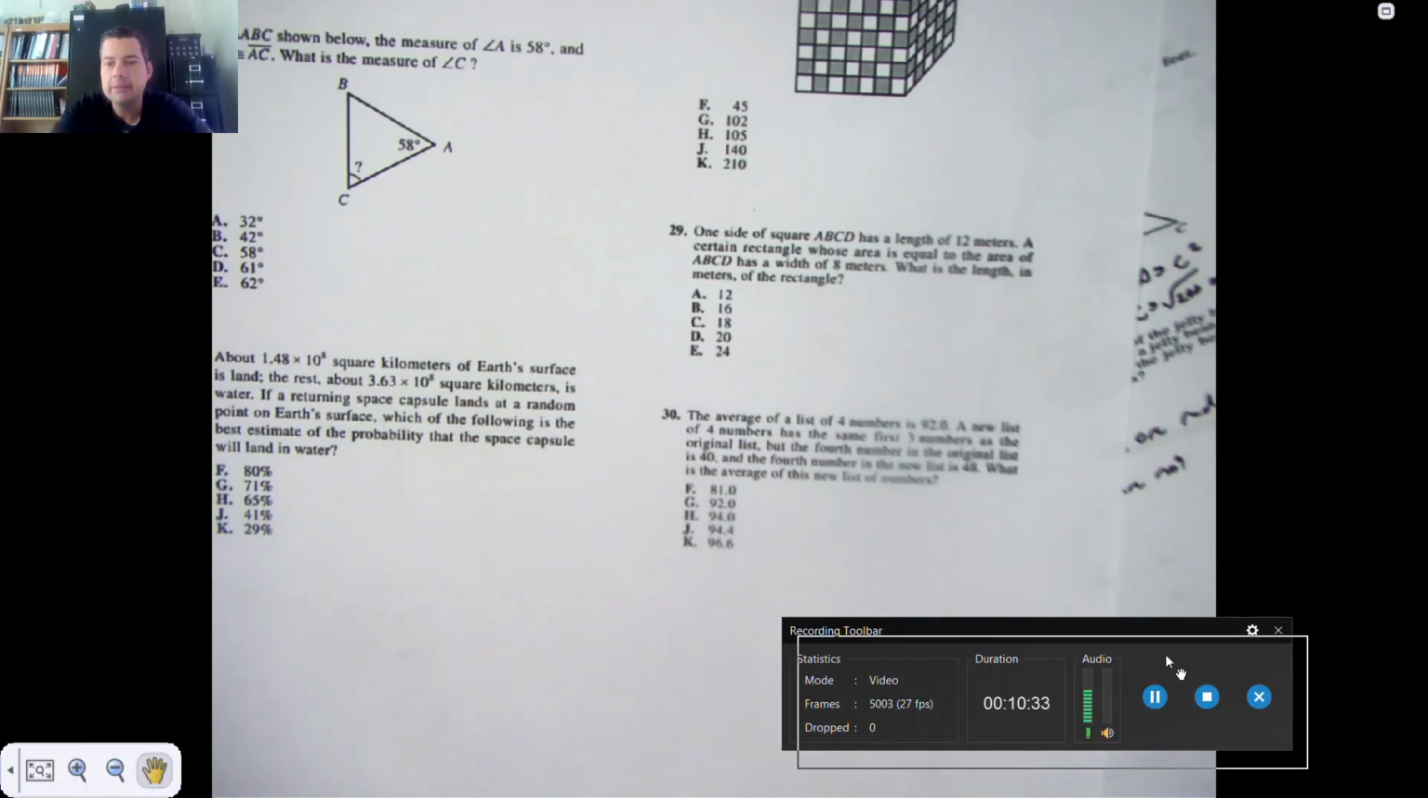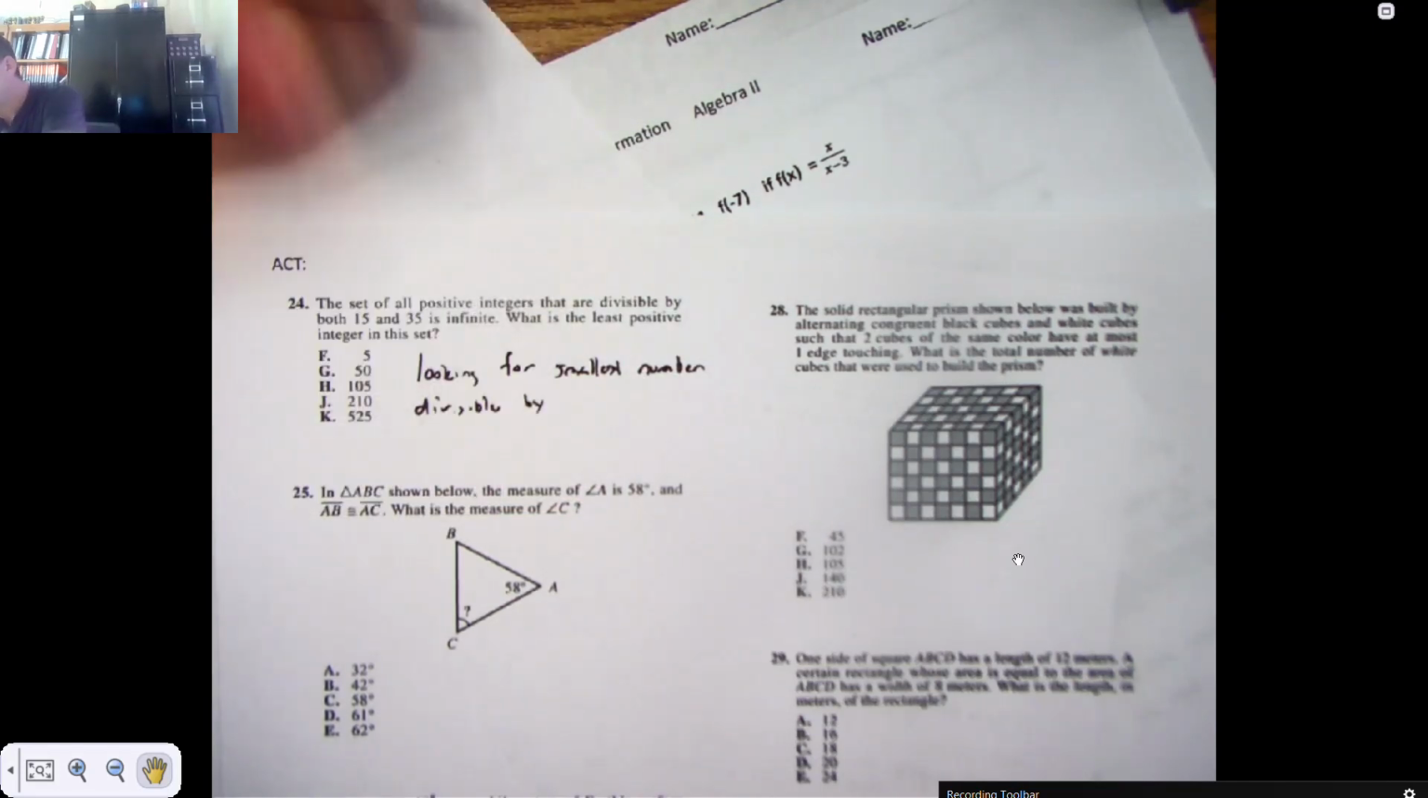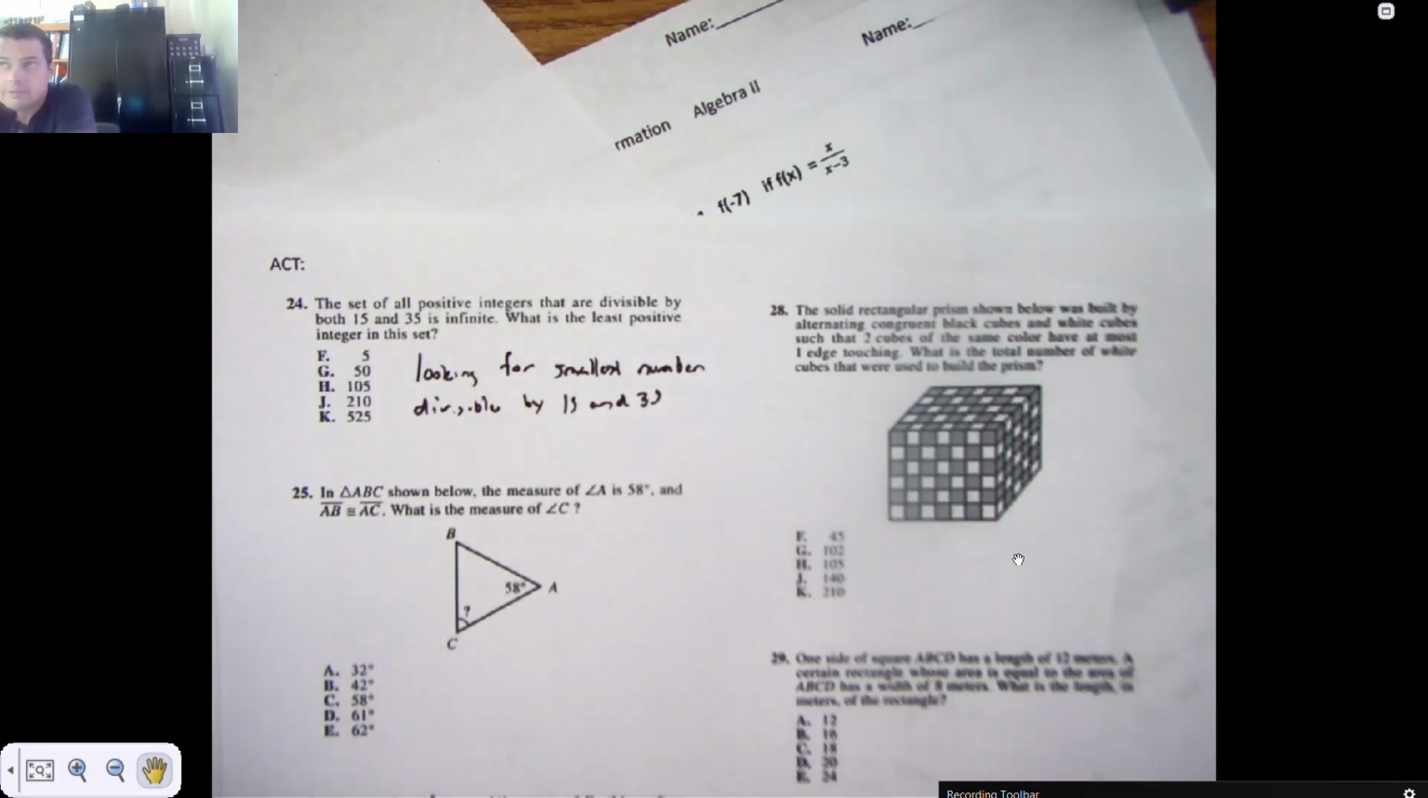And I'm back. All right, the set of all positive integers that are divisible by both 15 and 35 is infinite, because there are an infinite number of things that can be divisible by those two terms. What is the least positive integer? So what I'm doing is I'm looking for the smallest number divisible by 15 and 35.